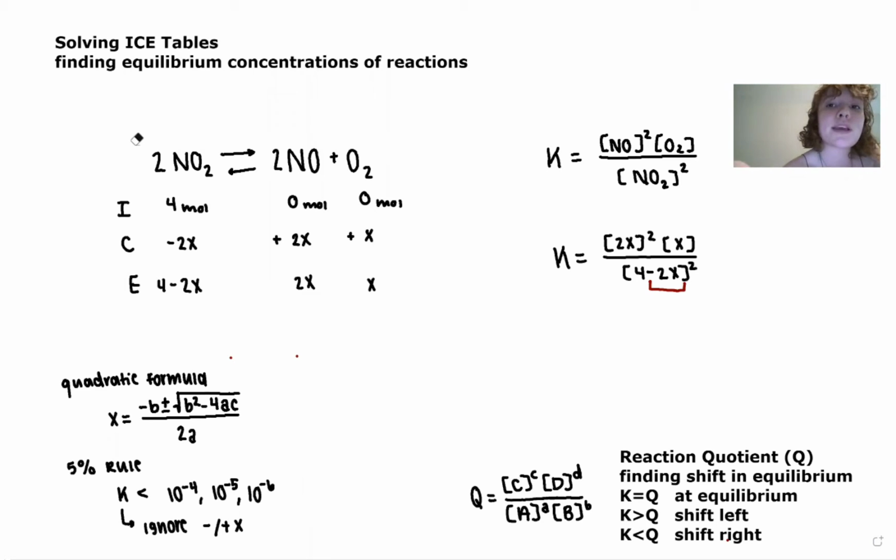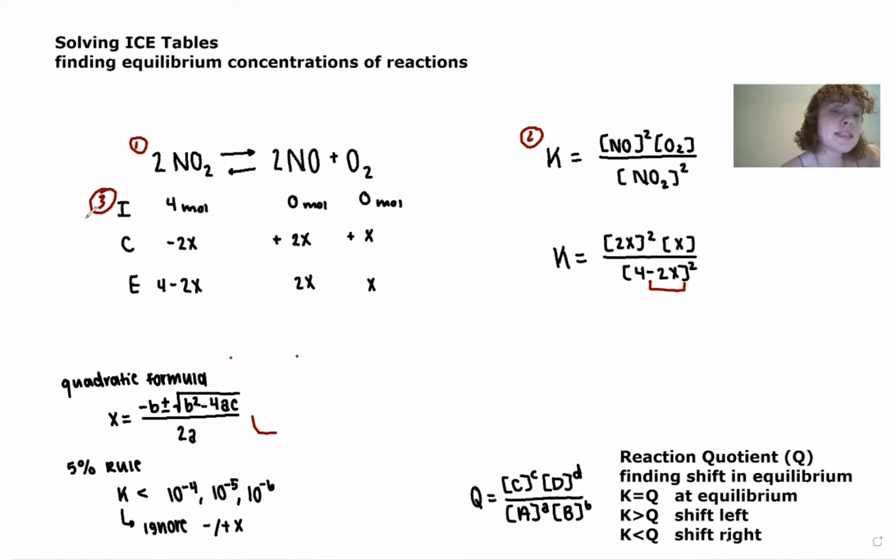The first step is simply going to be writing and balancing the chemical equation. The second step is going to be writing the equilibrium expression using K, the equilibrium constant. All it is is products over reactants, making sure to put that product or reactant to the power of whatever the coefficient is in the balanced equation.